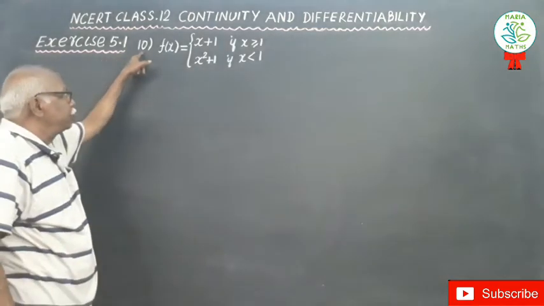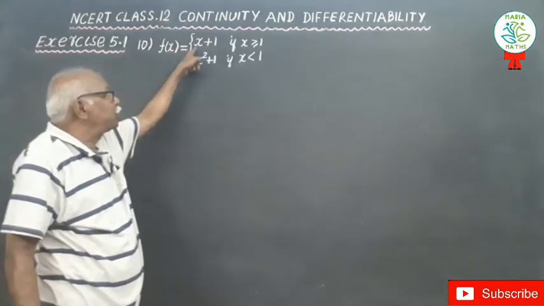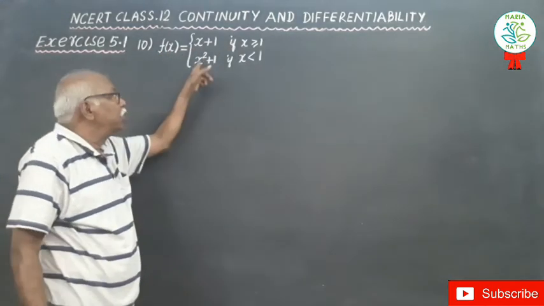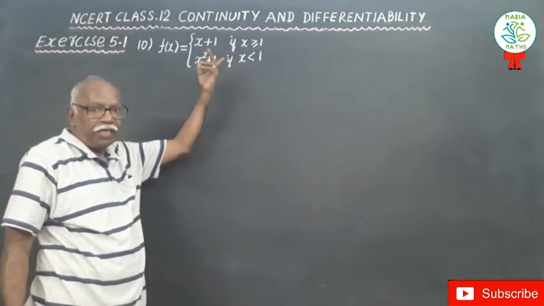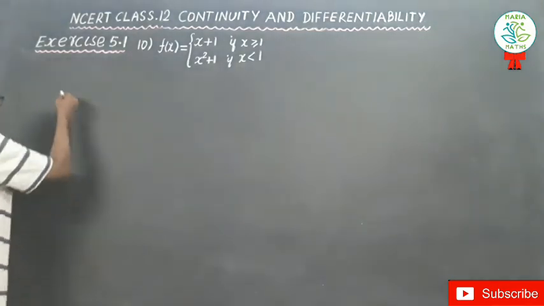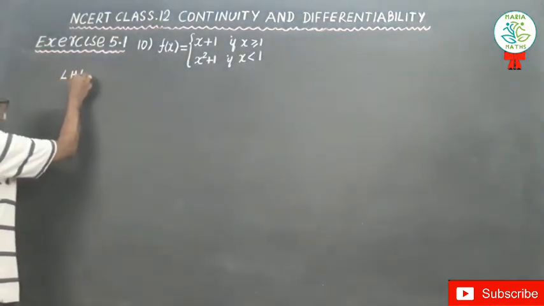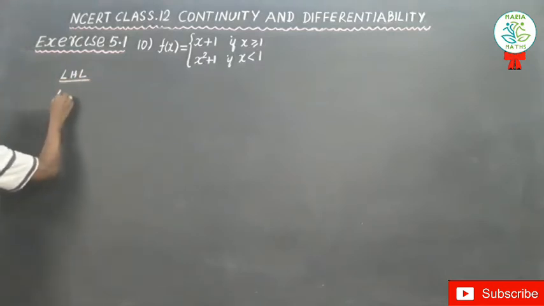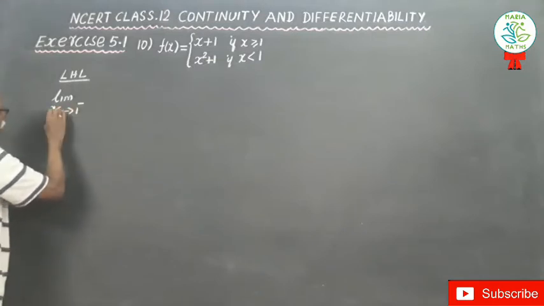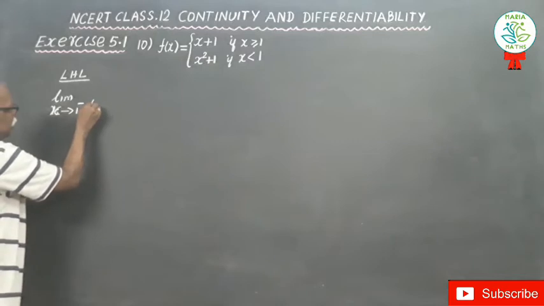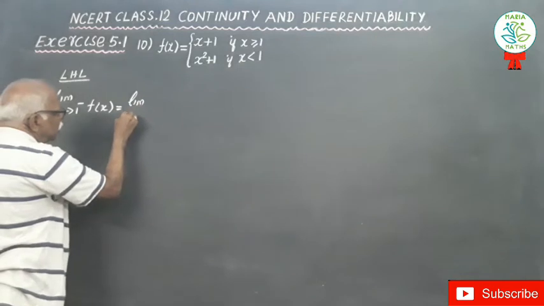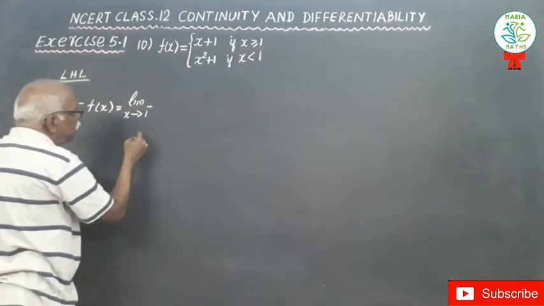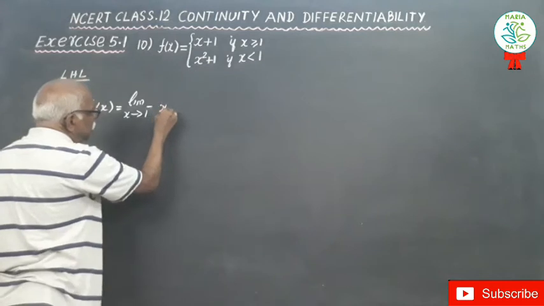Question number 10. f of x is equal to x plus 1 if x greater than or equal to 1, x square plus 1 if x less than 1. Now we have to find the limit 1 minus and 1 plus. First LHL. Limit x tends to 1 minus f of x is equal to limit x tends to 1 minus, f of x is x square plus 1.